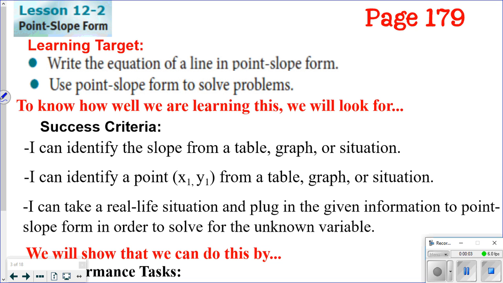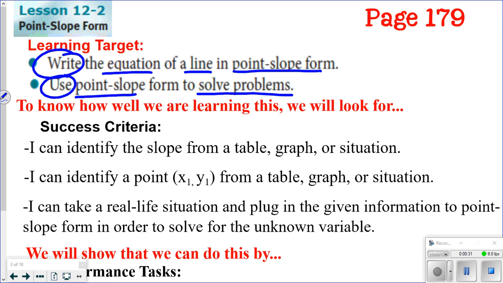Welcome back. Open your book to page 179. We're in lesson 12-2, and we're going to be talking about point slope form this time. And it's just like the name. We need a point, any point, and the slope. So first learning target is to write the equation of a line in point slope form. And then we're going to use point slope form in order to solve real life problems.